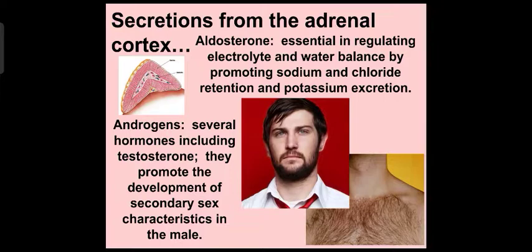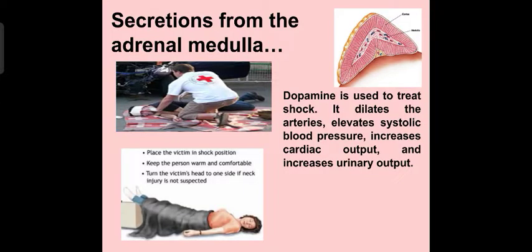Aldosterone is essential in regulating electrolyte and water balance by promoting sodium and chloride retention and potassium excretion. Androgen is related with the secondary sex characteristics of the male. Secretion from the adrenal medulla: the medulla secretes catecholamines or emergency hormones that we call adrenaline and noradrenaline.